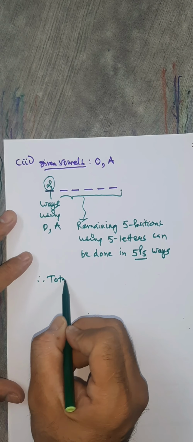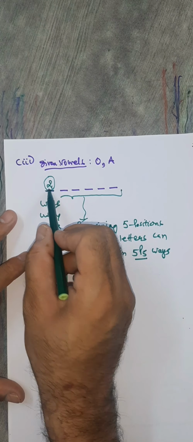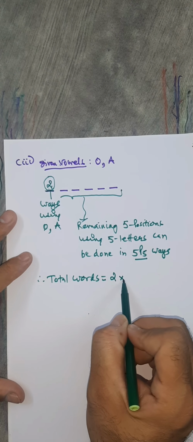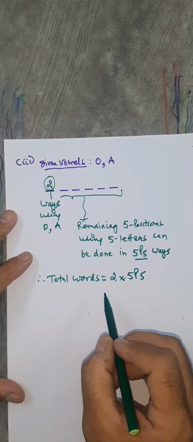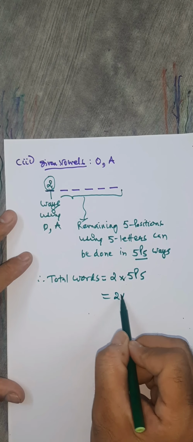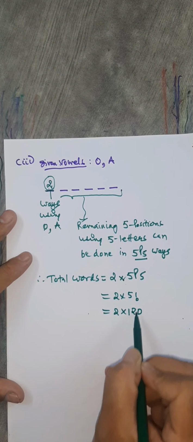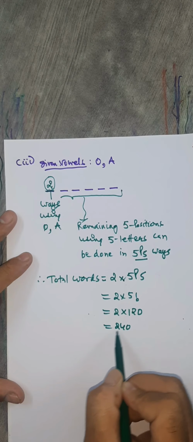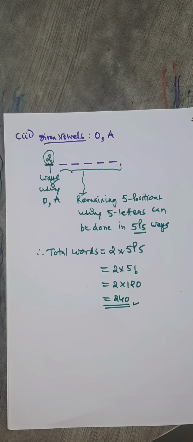So therefore total words equals to, now use the counting principle. This is 2 ways and means into 5P5. Now 2 into what is 5P5? You know 5 factorial. What is 5 factorial? That's 120. So here you will get 240. So 240 words can be formed in which the first letter would be a vowel.